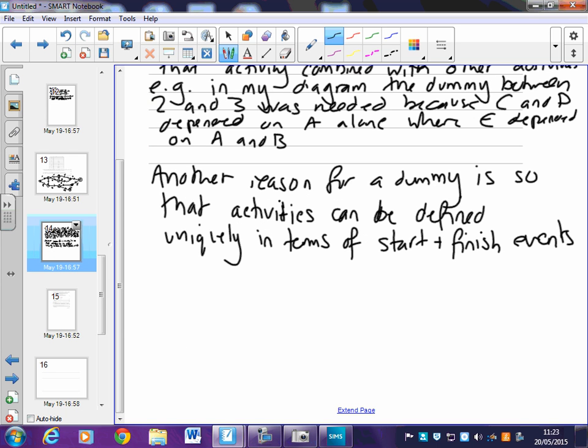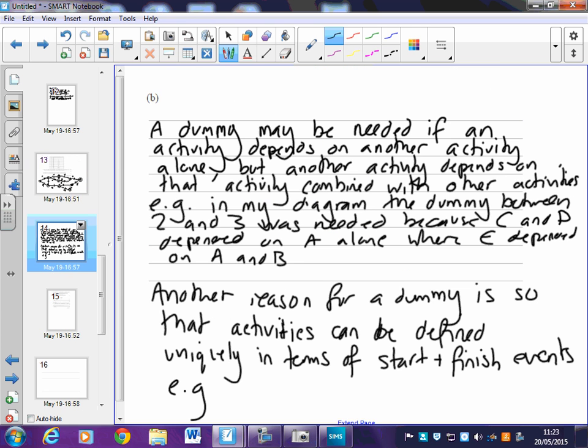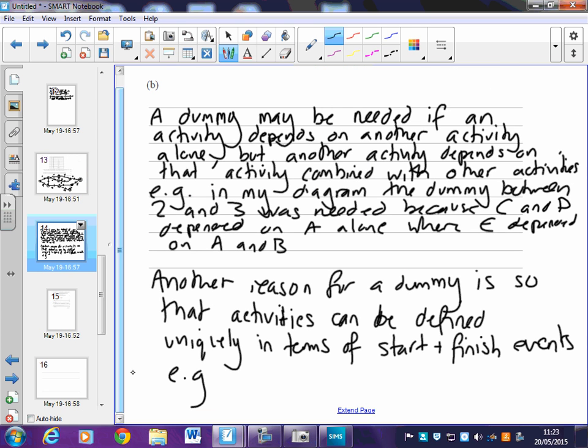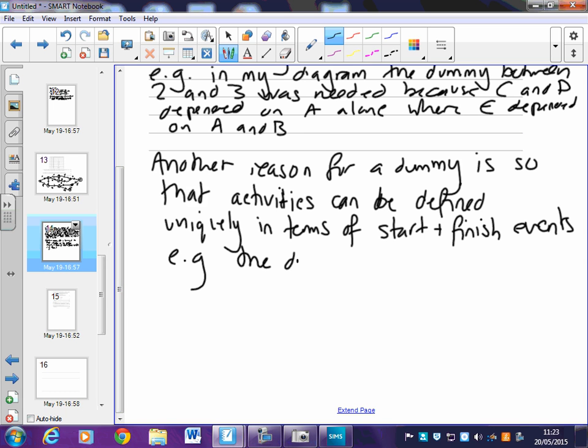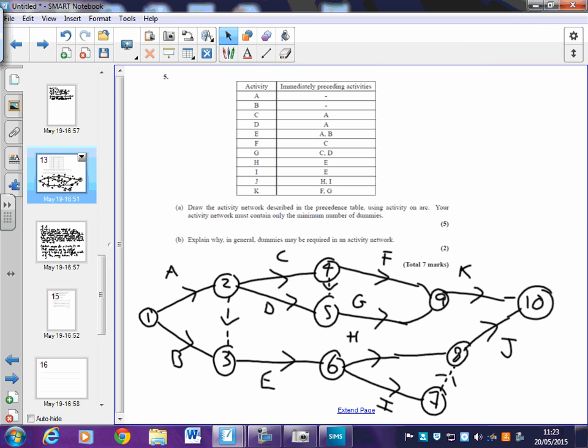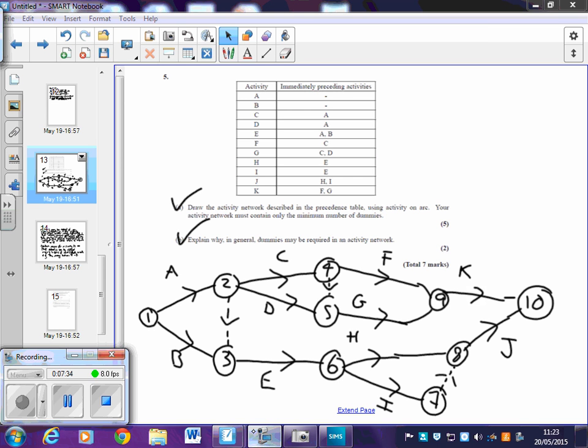Again, I'm just going to put example and then refer back to my diagram, the dummy between 7 and 8. And that is it. We've done part A, we've drawn the activity network, and we've explained our dummies. That is question 5 completed.